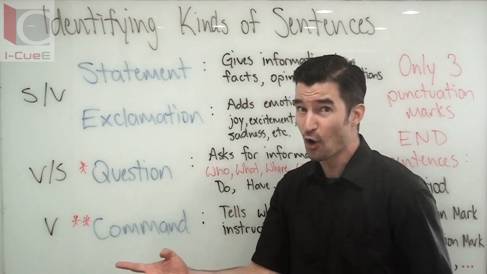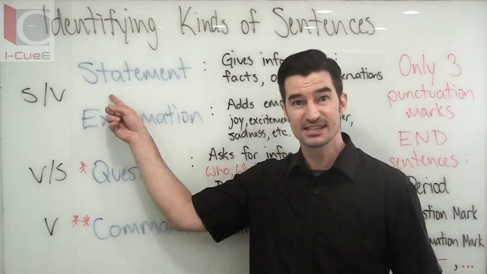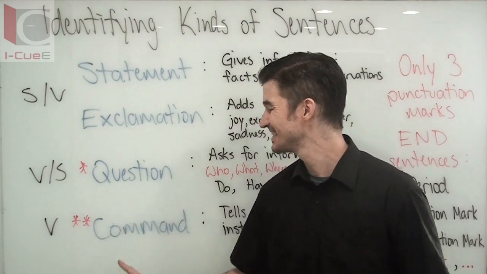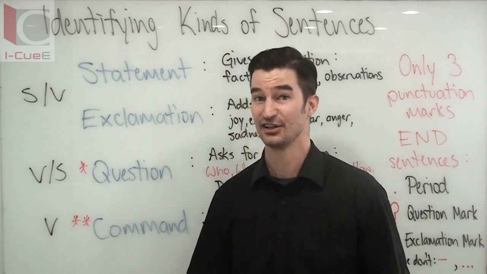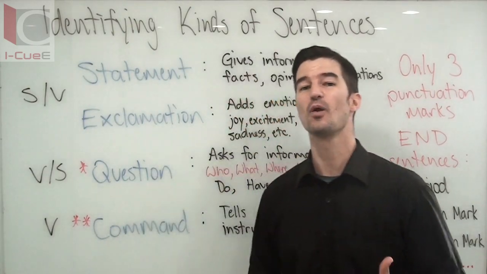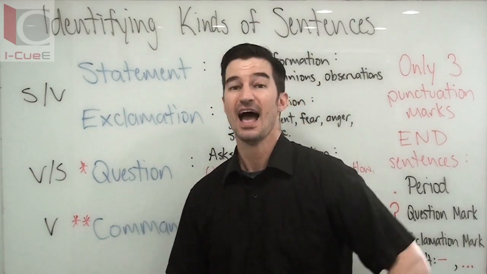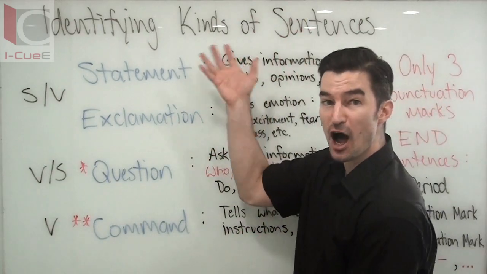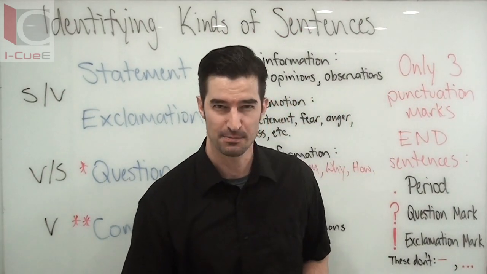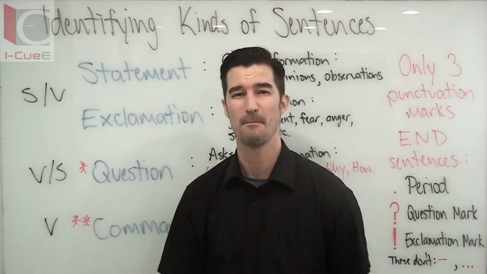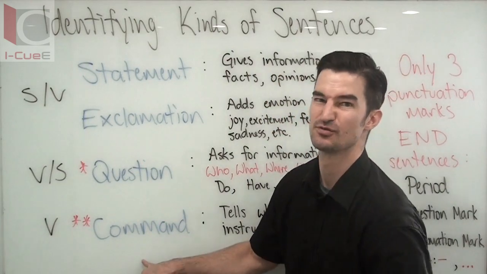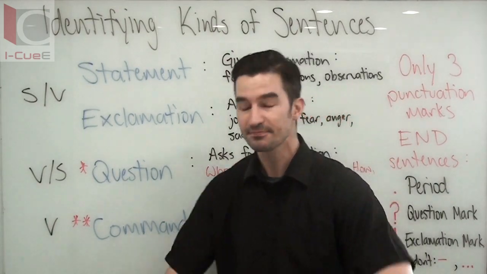So you should know that there are statements, exclamations, questions, and commands in English. Those are the 4 basic sentence types. Each one has a different job. And we're going to go through their jobs first, and then we'll do some examples in a second part. So, bear with me and get ready. Just for reference, that was a command.